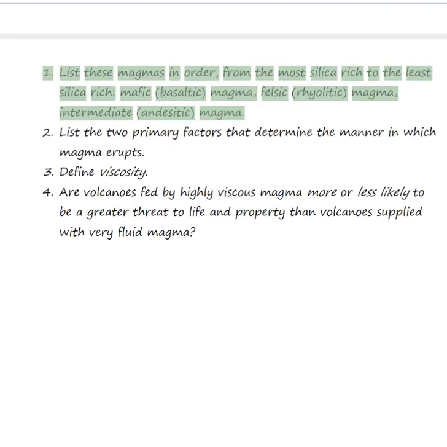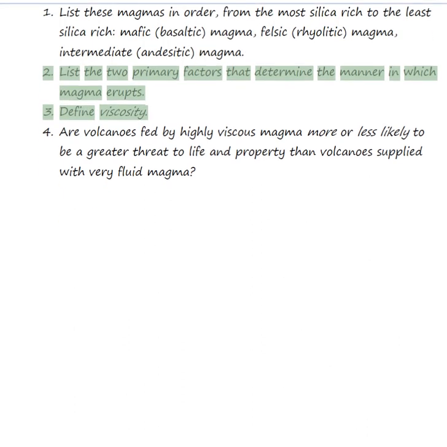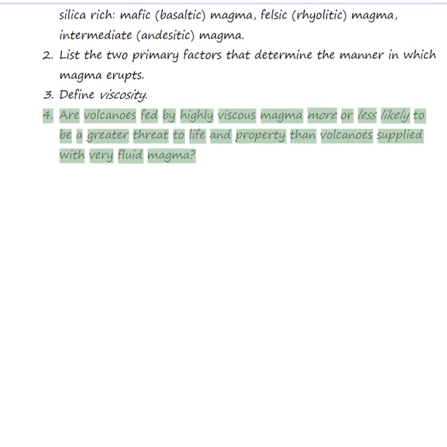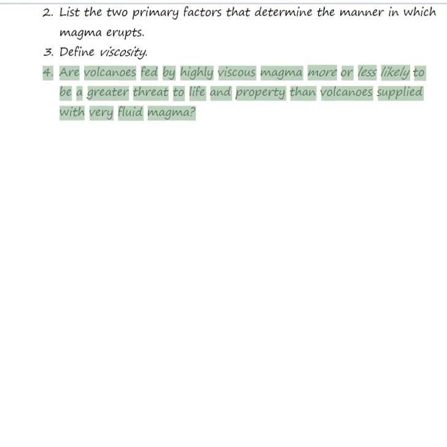Concept Checks 5.2. 1. List these magmas in order, from the most silica-rich to the least silica-rich: mafic magma, felsic magma, intermediate magma. 2. List the two primary factors that determine the manner in which magma erupts. 3. Define viscosity. 4. Are volcanoes fed by highly viscous magma more or less likely to be a greater threat to life and property than volcanoes supplied with very fluid magma?